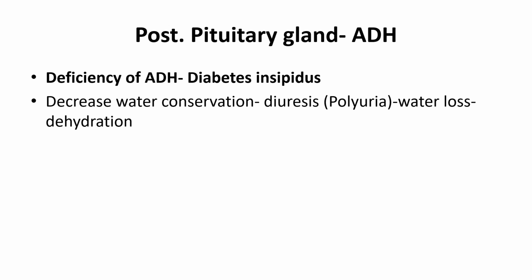The posterior pituitary gland hormone is ADH, that is antidiuretic hormone, also called vasopressin. So deficiency of ADH causes diabetes insipidus. In that there is decreased water conservation, because of the diuresis, that is polyuria. So increased urination, that is called diuresis, and because of that there will be water loss and there will be dehydration in that patient.